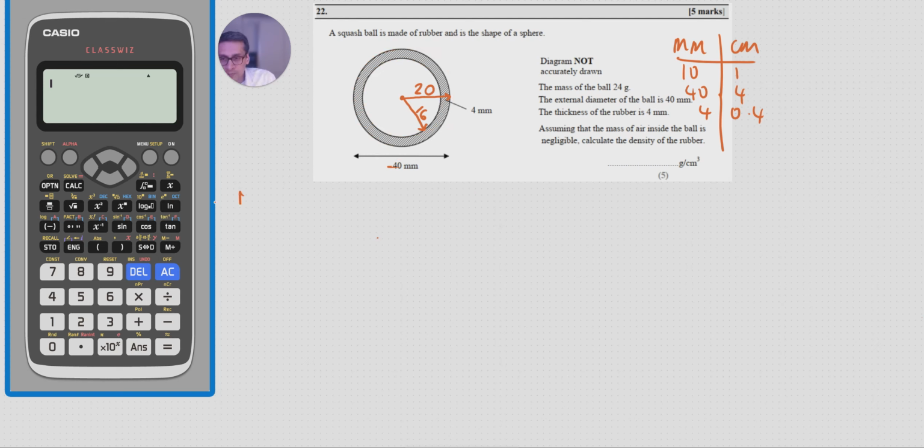So volume of big sphere equals 4/3 pi r cubed. It's a formula you should know. That is equal to 4/3 pi. Now the radius for the large one is 20, so pi times 20 cubed. We'll work that out in a second.